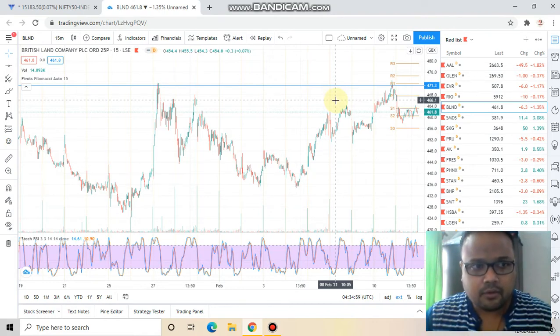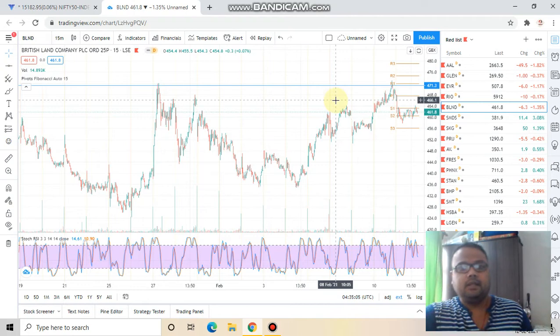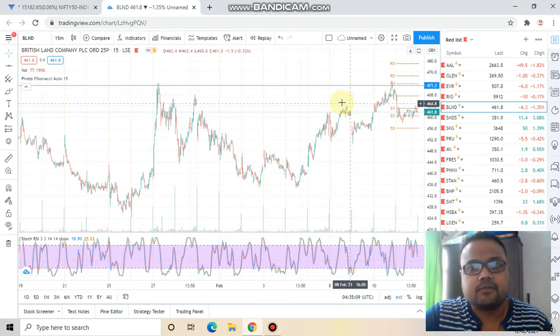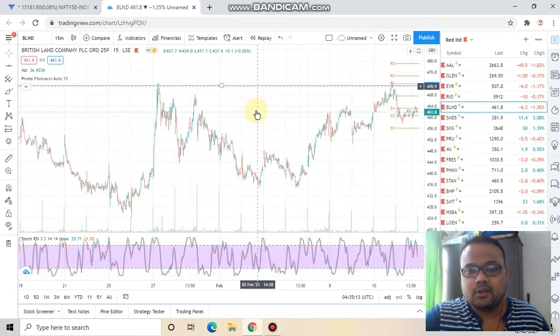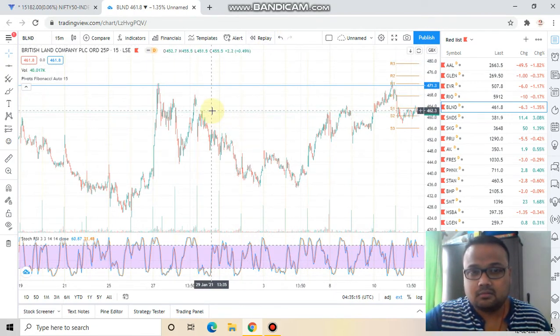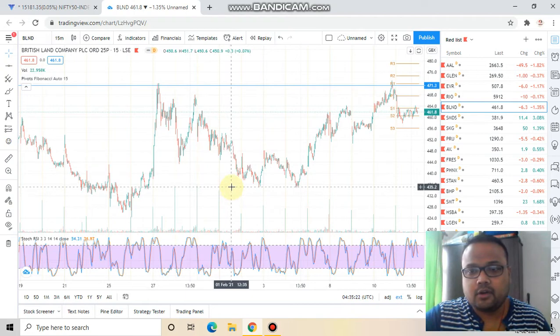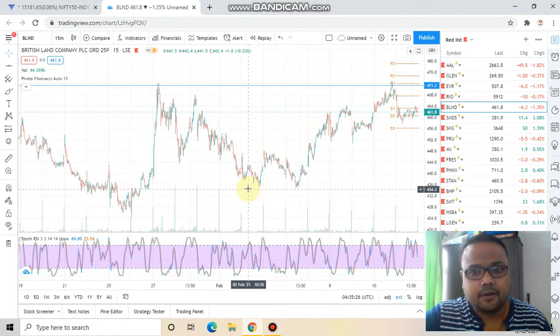So we have the British Land Company in front of us, and you can see that it has a good resistance at 471.3, and there is not much good support that we can locate on the chart. There is a support here at 434 level, but I'm not marking it right now.